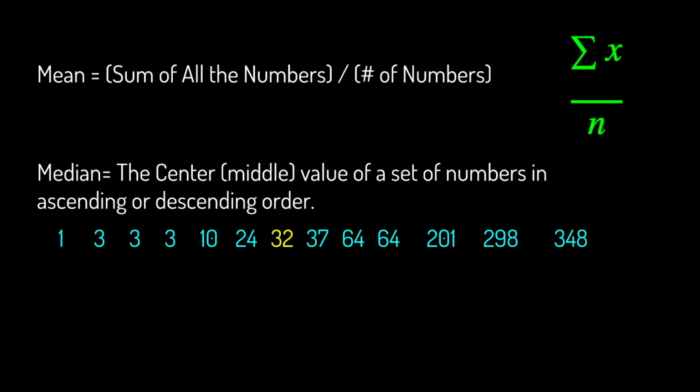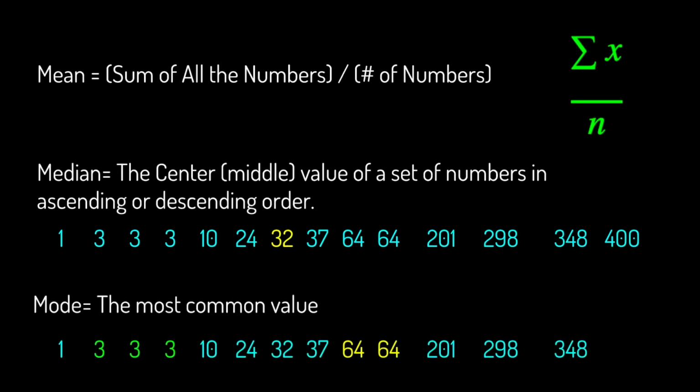However, when we have an even number of data, then what we do is we add the two middle values and then divide them by 2. So for example, if we say we have 400 at the end of the set, then we have 14 numbers of data, so we will have to add the 7th and 8th values. So 32 plus 37 is 69. 69 divided by 2 is 34.5. That would be the median of this new set of numbers we have here right now.